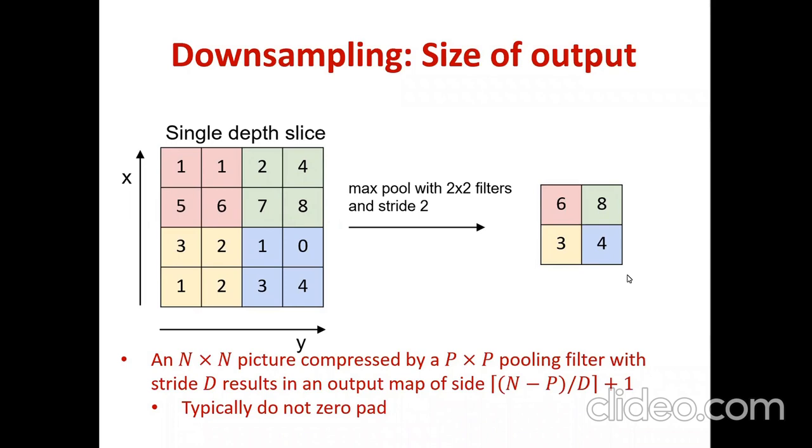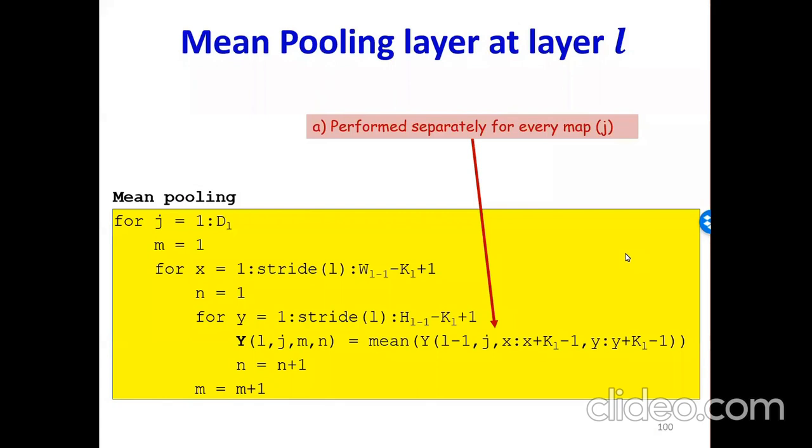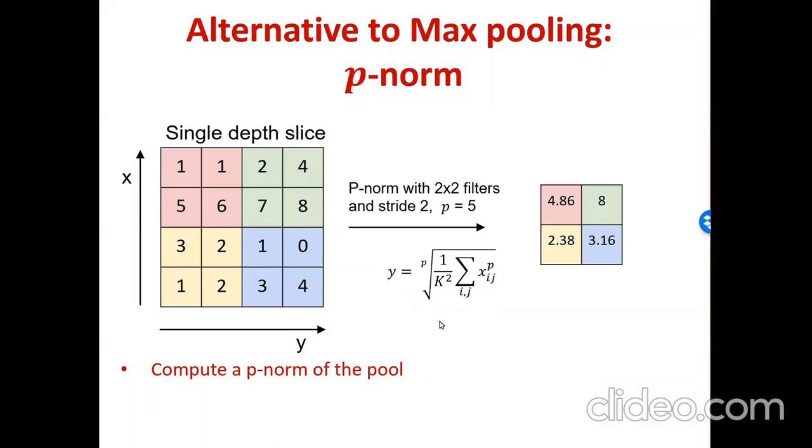So now you don't always have to perform a max pooling. You can also perform mean pooling, where you compute the mean of the values in the window. Again, pseudocode for mean pooling: the max operation is just replaced by the mean. Instead of the mean, you have other kinds of p norms. So this is neither the max nor the mean, but some p norm of the values in the pool, which is given by this formula here. It's the pth root of the average of the pth power of the values in the pool.